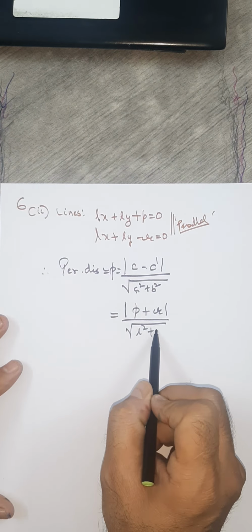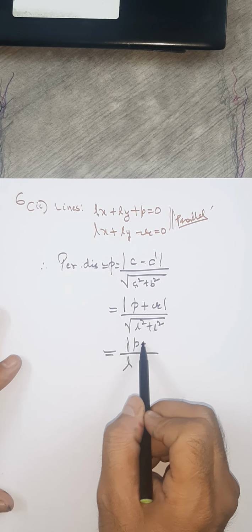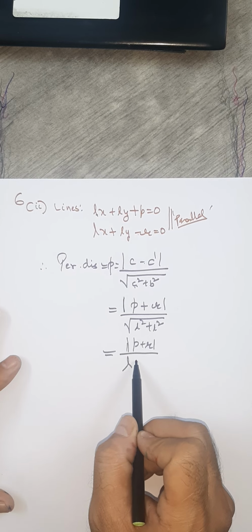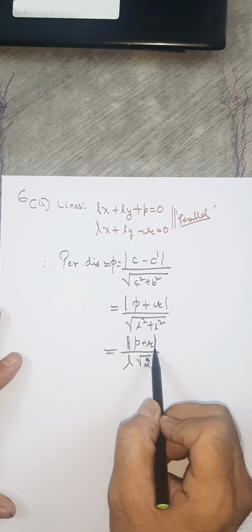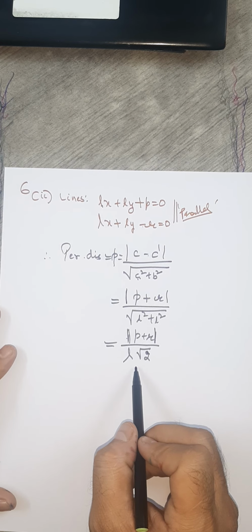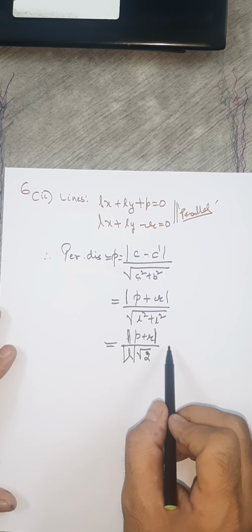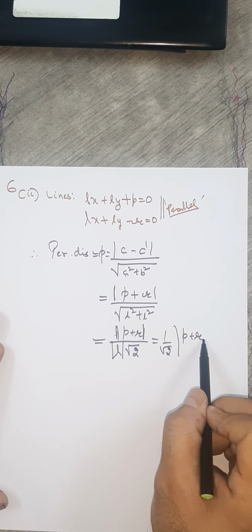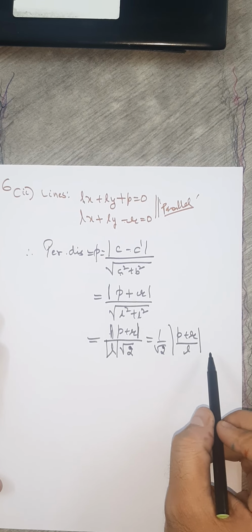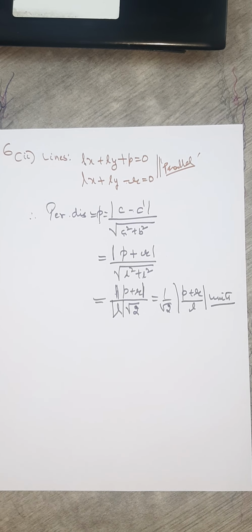plus L square. So you can take L outside, so it will be 1 by L, modulus of p plus r, and 1 plus 1 is just 2, so you have root 2. Modulus of p plus r upon L, here also modulus, because that might be negative also. So in turn you can write 1 by root 2 outside, modulus of p plus r upon L. If you want, you can write units here. Okay, perpendicular distance between two parallel lines.